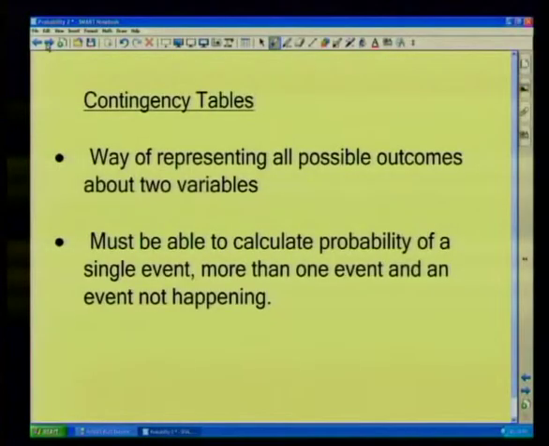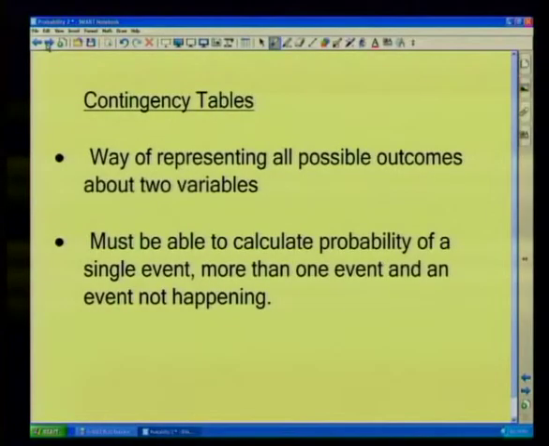We're going on to contingency tables. Now, basically, contingency tables are a way of representing all possible outcomes about two variables. And you'll see that we will use a table in order to put all our options onto a table, so it's very much easier for us to look at probability. We must also be able to calculate the probability of a single event, more than one event, and the possibility of an event not happening.